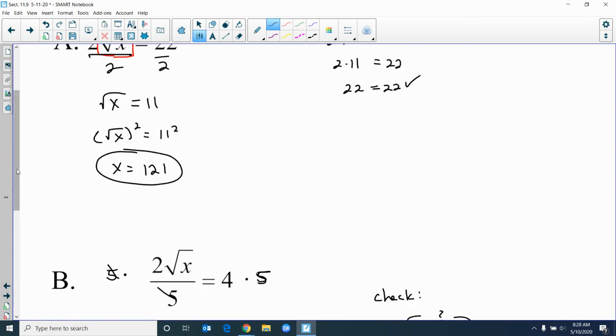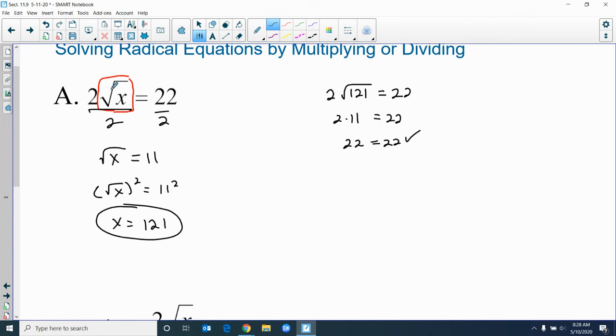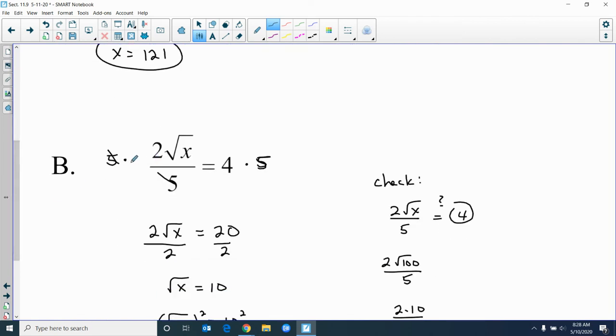So in this case here, again, we have to get whatever the radical is by itself. We had to do a little bit of dividing first. In this case, I had to multiply by the 5 to get rid of the 5 and divide by 2. Oh, excuse me, I'm yawning.